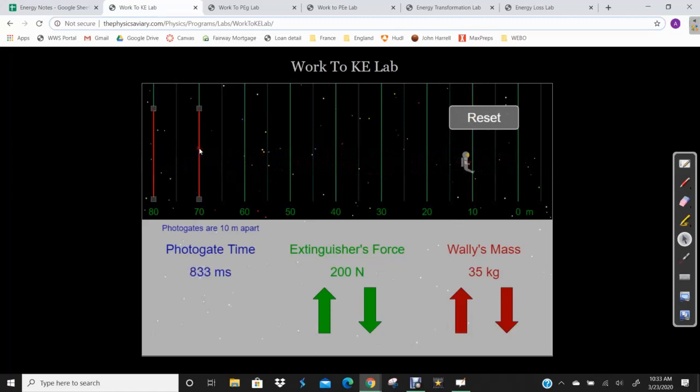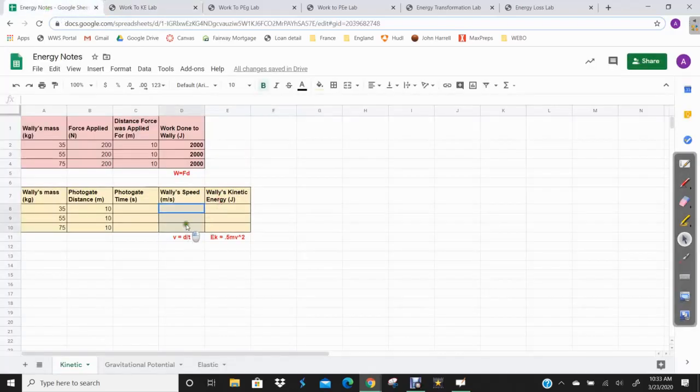And then this distance right here, 10 meters, is going to time how long it takes for Wally to get from this side to this side. And then we can use that time and this distance here to calculate his speed at this point. And then we'll use his speed to help us calculate his kinetic energy. Okay, and we're going to look at his kinetic energy compared to the work that was done to him.